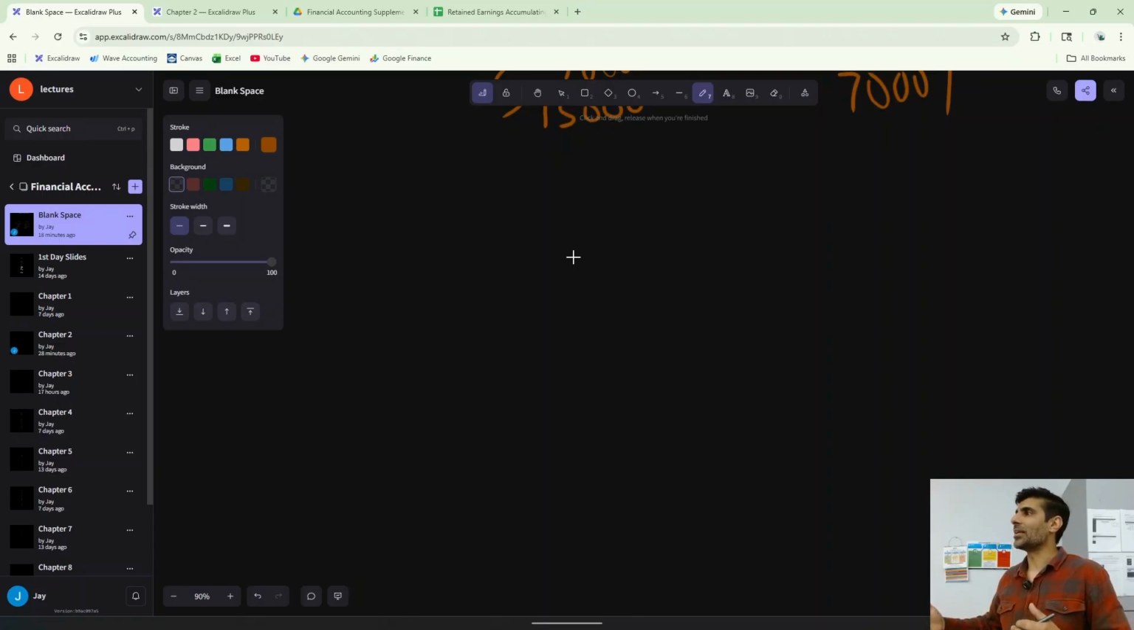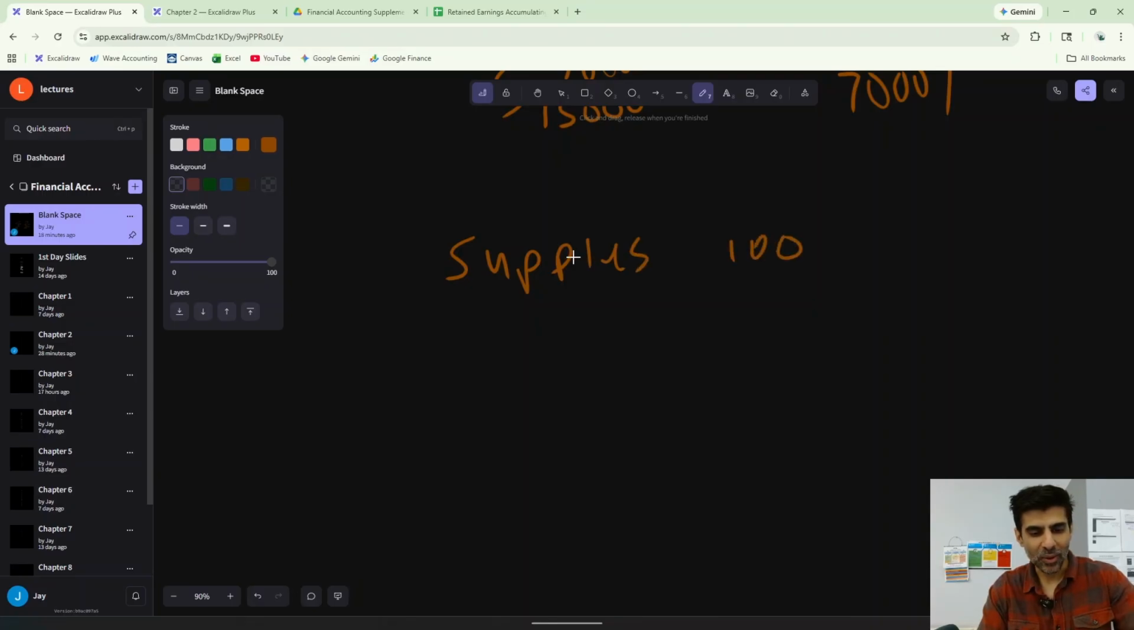We're buying supplies. Is it going to increase or decrease our supplies account? We're buying them, so increase. What kind of account is supplies? Is it an asset? Is it a liability? Is it a revenue? Is it an expense? Or is it a dividend? Asset. Asset increase. Now we're ready to do the journal entry. Is it a debit or a credit? Debit. So supplies, $1,000 debit.